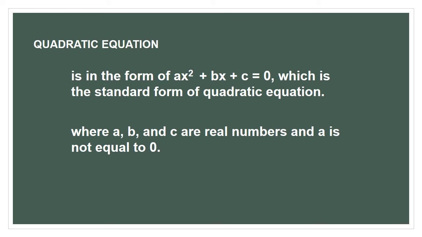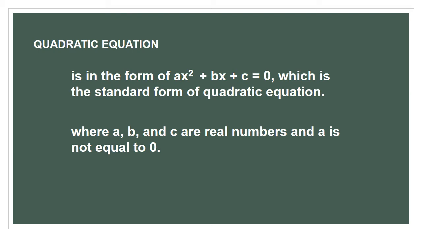What is quadratic equation? So, quadratic equation is in the form of ax squared plus bx plus c equals 0, which is the standard form of quadratic equation. So, ang quadratic equation ay tinatawag din natin second degree equation kasi ang degree of polynomial nito ay 2. Look at the exponent of x natin. Okay, so nakikita ninyo ang highest exponent ng x ay 2. So that's why it is a second degree equation.